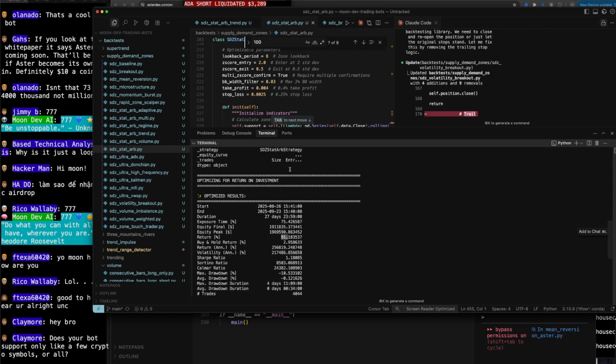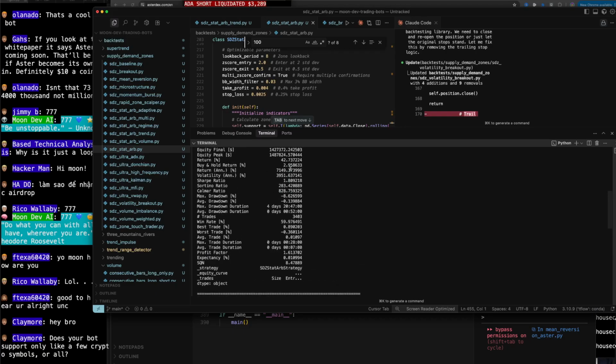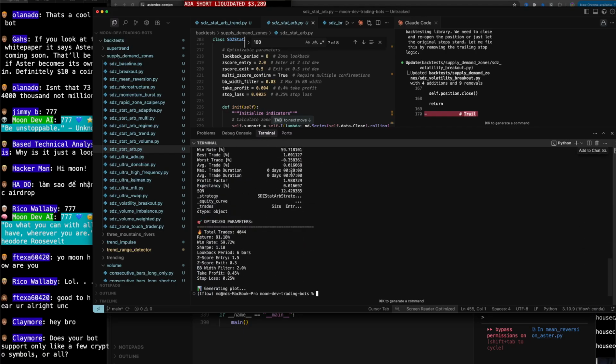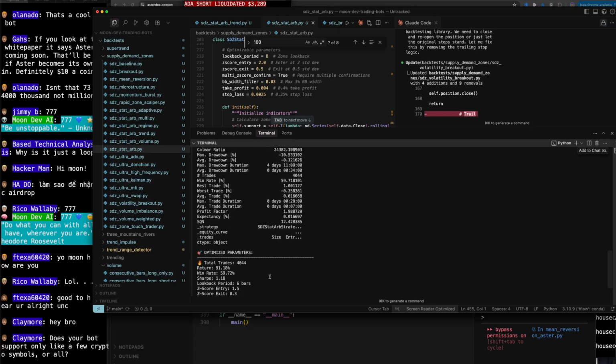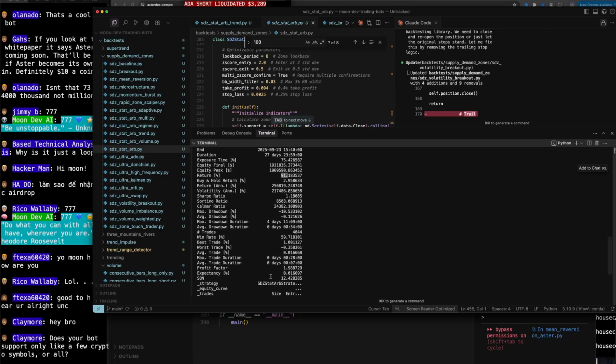Only a few symbols or all? It just depends how I build it. Okay, sick, dude. This strategy I found last night is actually super sick. I forgot to mention it. Sharpe ratio 1.1. Return 91%.